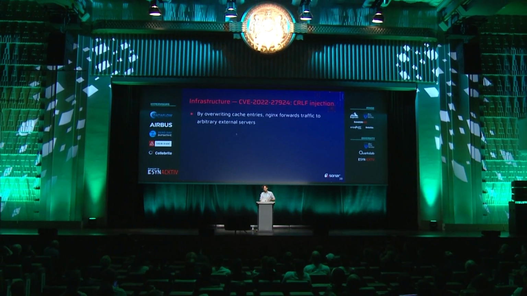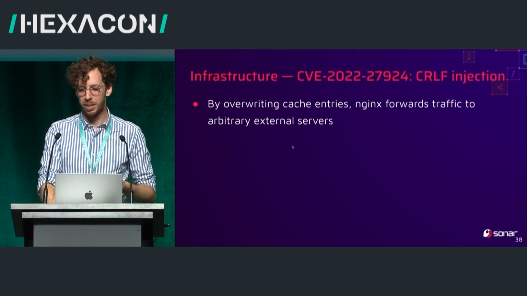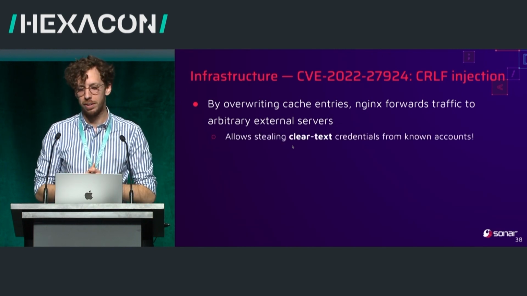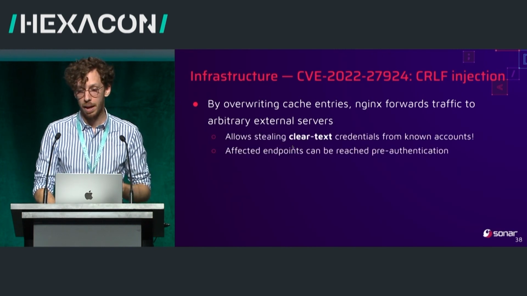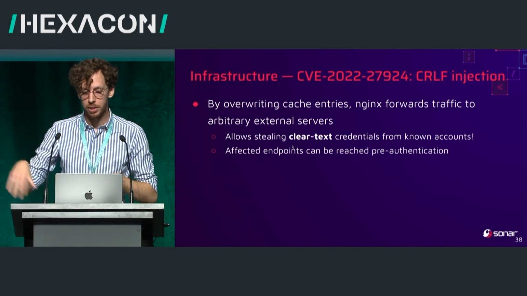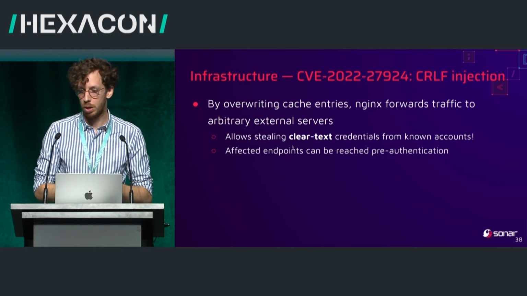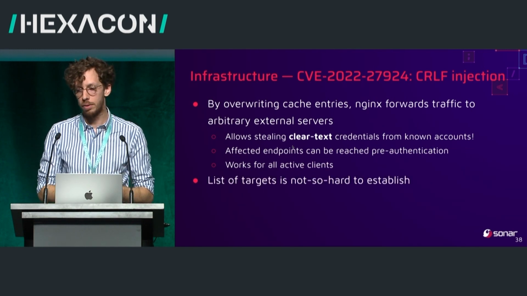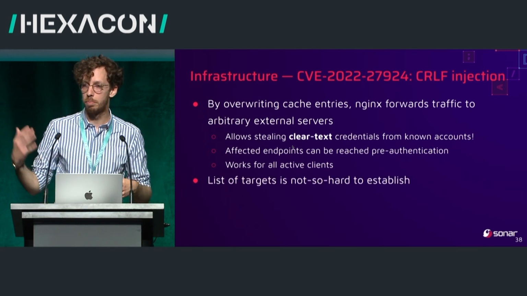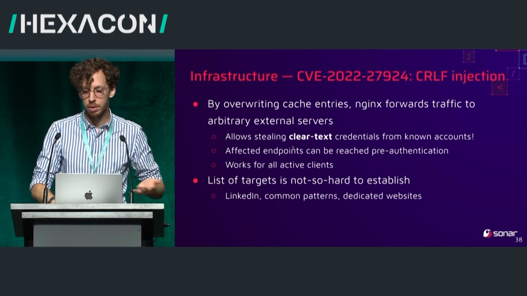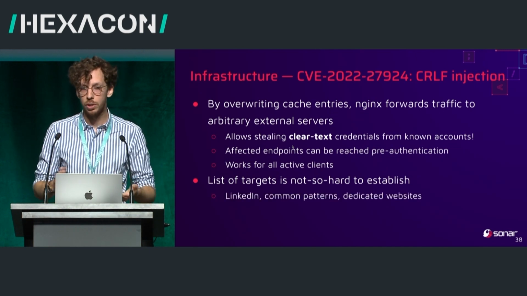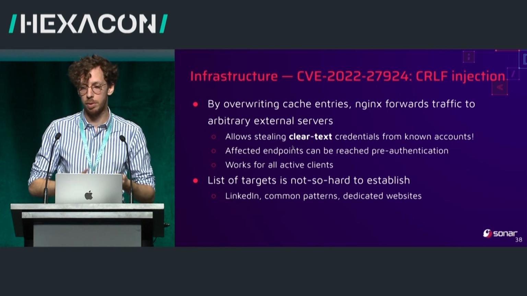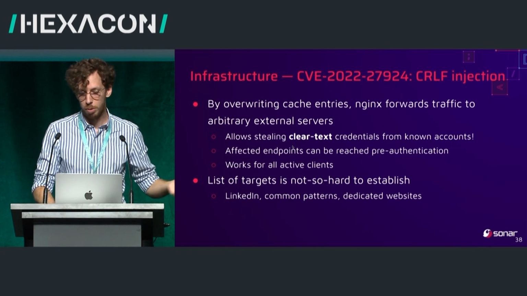So by overwriting cache entries, Nginx forwards traffic to arbitrary external servers, so it allows stealing clear text credentials from an account. And all the affected endpoints can be reached pre-auth, which is interesting for attackers, and it works for all active clients. And you're like, yeah, okay, but I need to know my victim account. But a list of targets is not so hard to establish. You can use LinkedIn, you can use common patterns like first name dot last name, you can use dedicated websites.